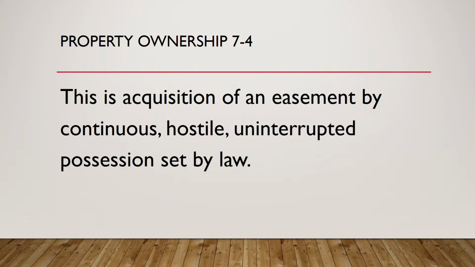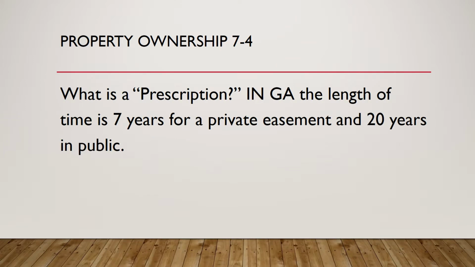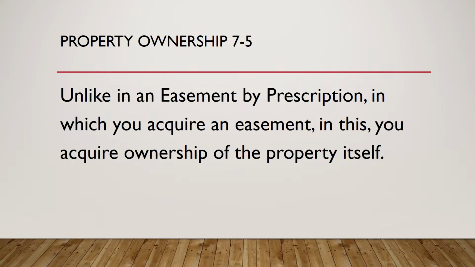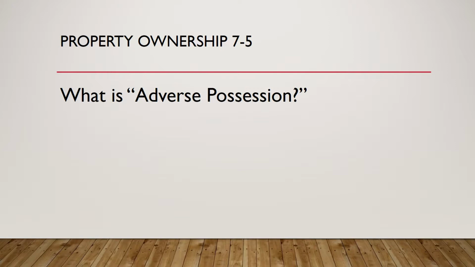Question 4. This is acquisition of an easement by continuous, hostile, uninterrupted possession set by law. What is a prescription? In Georgia, the length of time is 7 years for a private easement and 20 years in public. Question 5. Unlike an easement by prescription, in which you acquire an easement, in this, you acquire ownership of the property itself. What is adverse possession?